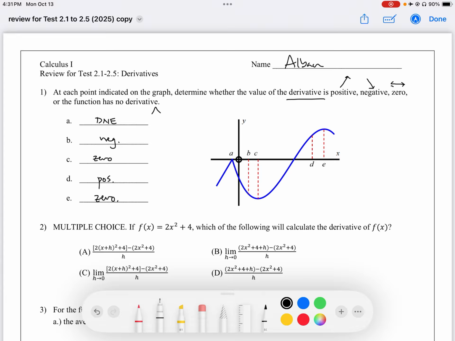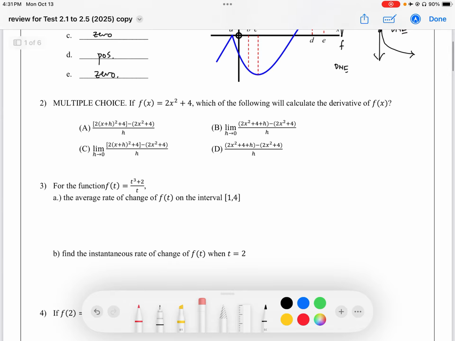Now, of course, there's a couple other things we didn't see here. For instance, if you had a cusp, a point like F, the derivative would not exist. And if you have a vertical tangent, sometimes the derivative does not exist. So don't forget about a vertical tangent or a sharper corner, which is called a cusp.